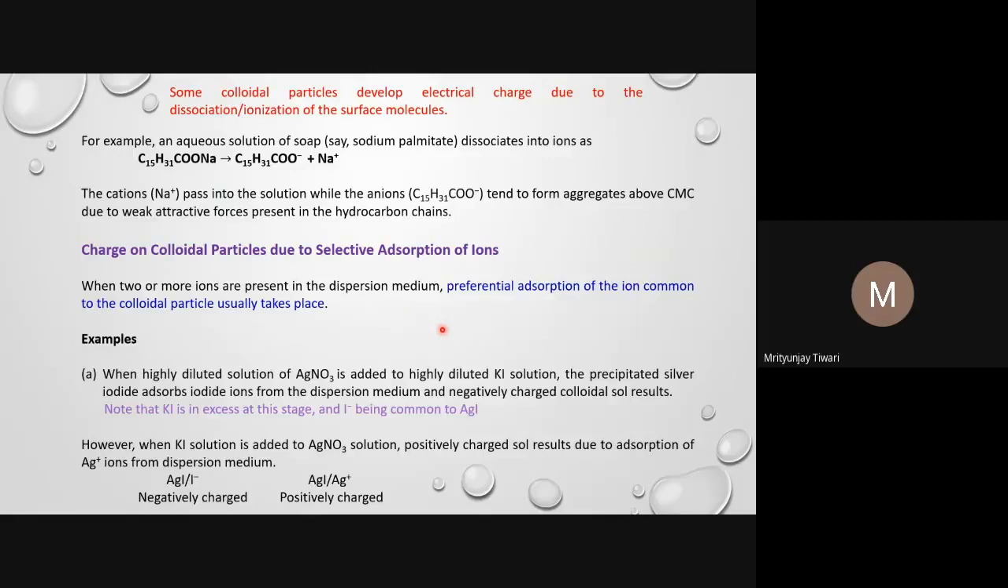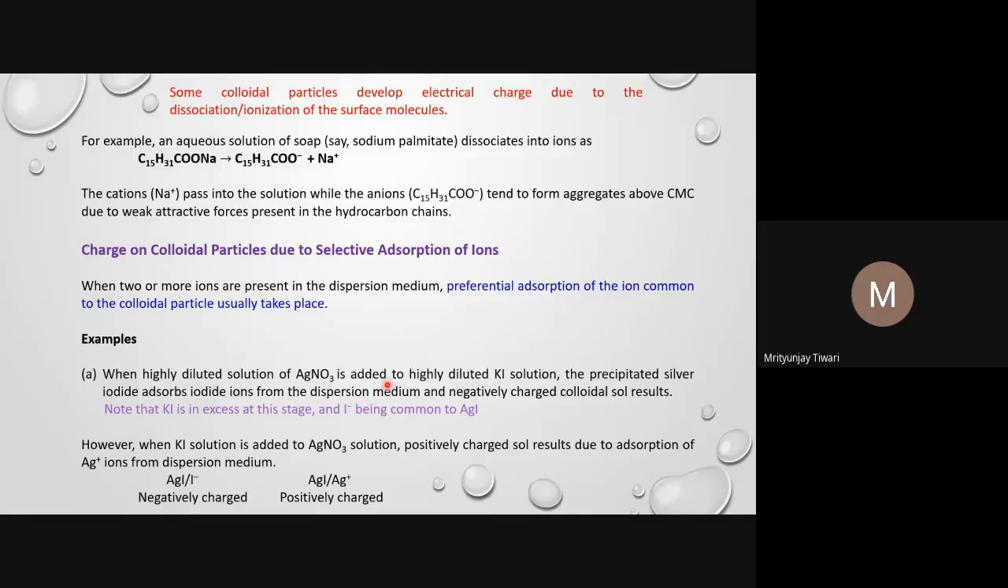For example, take a highly diluted solution of silver nitrate when it is added to a highly diluted KI solution. So KI solution is already there, and potassium and iodide ions are in excess. You know KI dissociates into the corresponding ions in aqueous solution. Now you are adding AgNO3, which is almost 100% ionized, so Ag+ and NO3- ions separate into the solution.